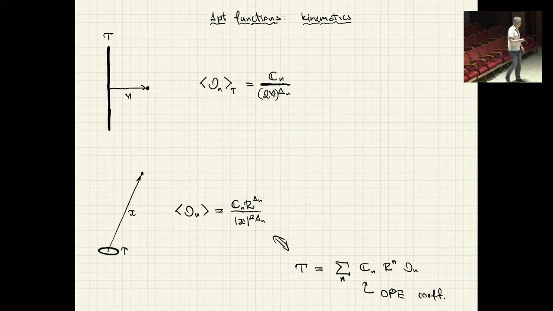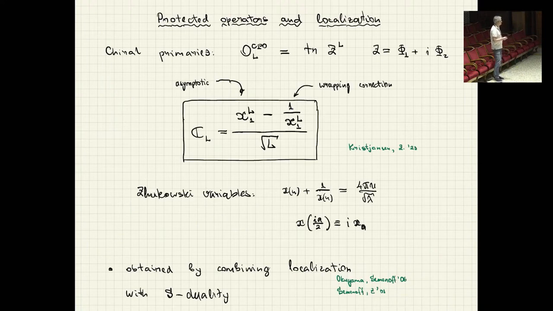Then the question is how to calculate them. Well, for protected operators, they can actually be extracted from localization. Here is the formula. I will not tell you how to derive it, but we did it. One can presumably do it very directly by localizing in the presence of the 't Hooft line, but we did it using S-dualities, so we can map this problem to a correlator of a Wilson line, for which the answer was known from the work of Akuyama and Semenov and myself.